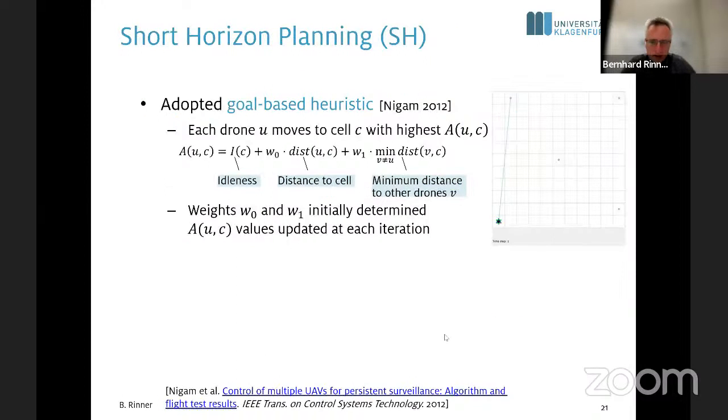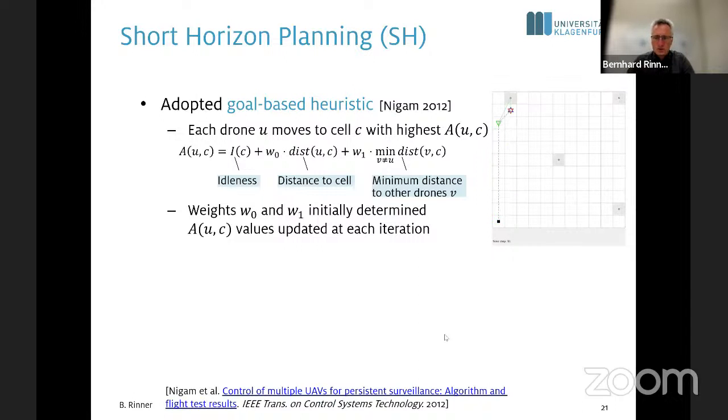Okay? So for this planning, we adopted simple goal-based heuristics. And so basically each cell in the environment comes with a cost. Okay? And this cost depends on a specific drone and is responsible for a specific cell. And the cost is composed of three parameters. The idleness, so how long the cell has not been visited. The distance between the drone and the cell, and the minimum distance to all the other drones in the environment. We have then two weights, W0, W1, which we can determine with some experiments up front.